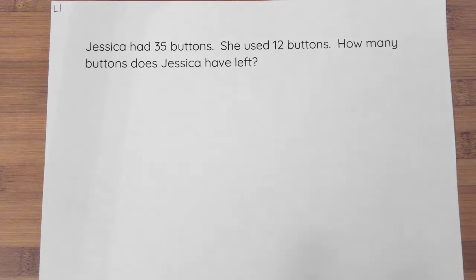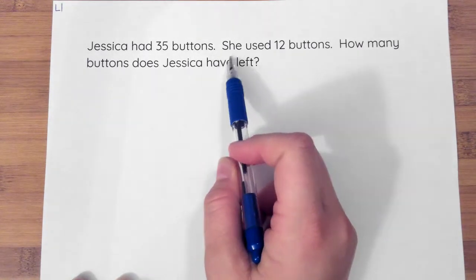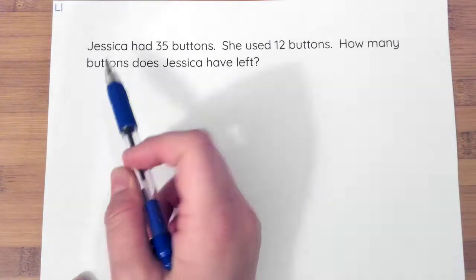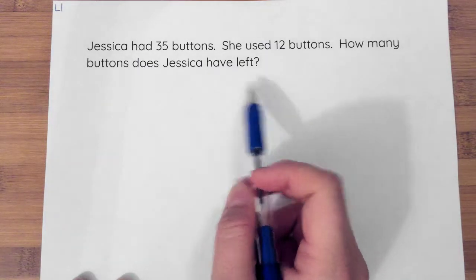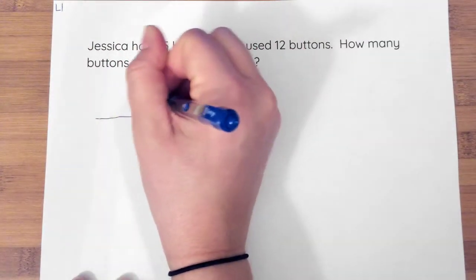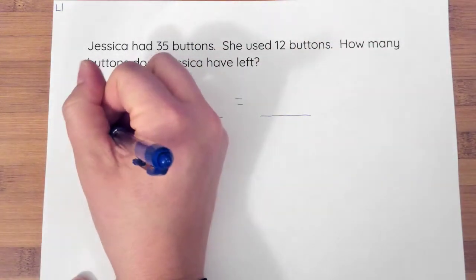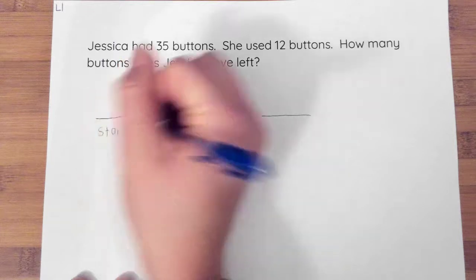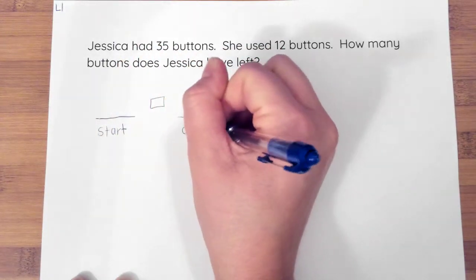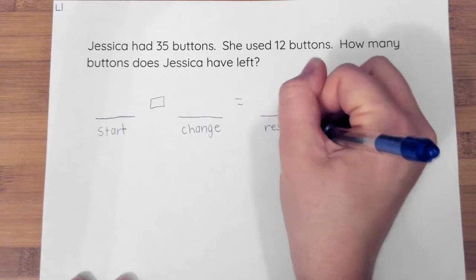So today we're going to be looking at this word problem, and it says Jessica had 35 buttons. She used 12 buttons. How many buttons does Jessica have left? And I'm going to go ahead and set up what I know. Might be pieces I don't know. So I know I have a start. I know I have some kind of change, whether it could be addition, adding more, or subtracting, taking away.